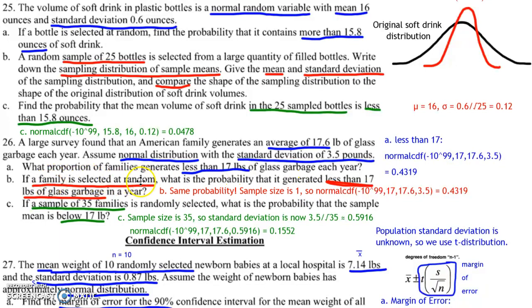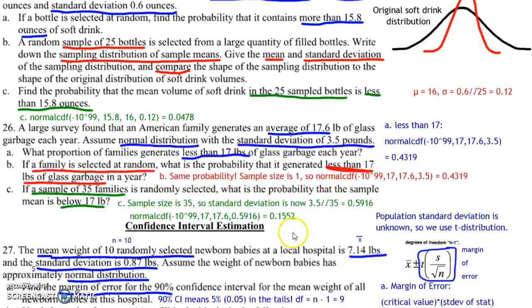For letter B, it's asking for the same thing. A family selected at random. My sample is size 1, so I don't have to change the standard deviation. It's 3.5 divided by the square root of 1, which is just 3.5. The sample of 35 families, now this is a horse of a different color. So the sample size is 35, so we're dividing the standard deviation that we were given by the square root of 35. That's how we get our probability.